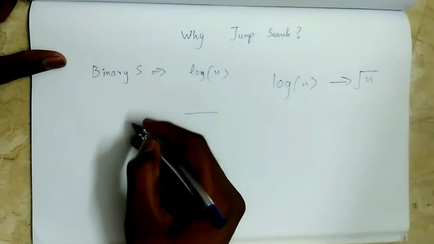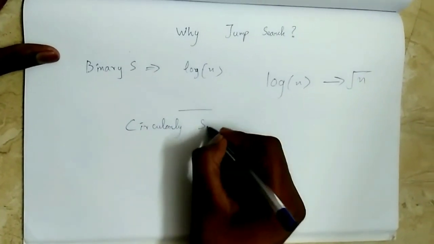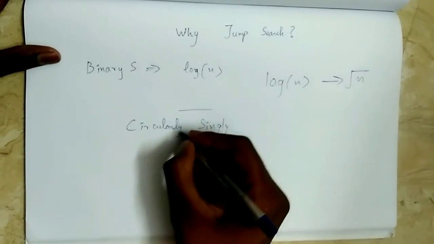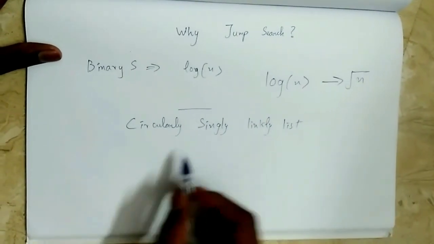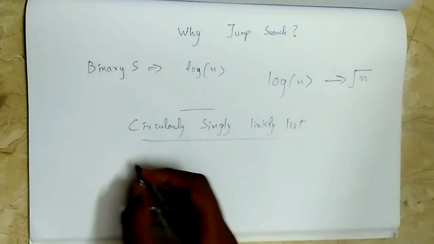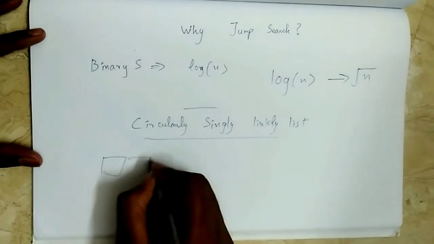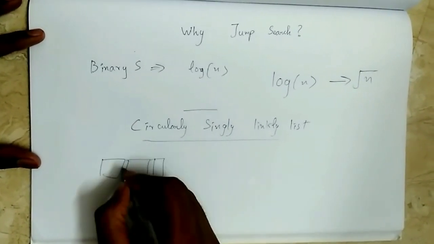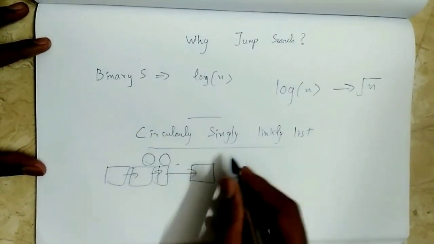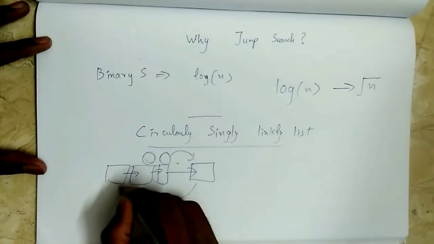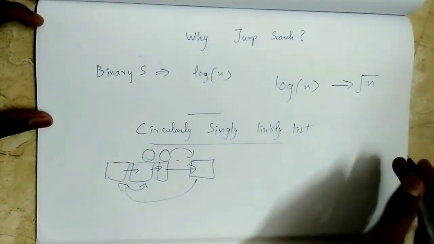Let us consider a case of, say, a circularly singly linked list. In a case such as this, backward jumping would be a lot costlier than forward jumping. Say I have a circular linked list. Now if I'm here and want to get back to this element, I would actually have to jump all the way around in a circle to get back here. So this increases the time complexity of backward jumping.